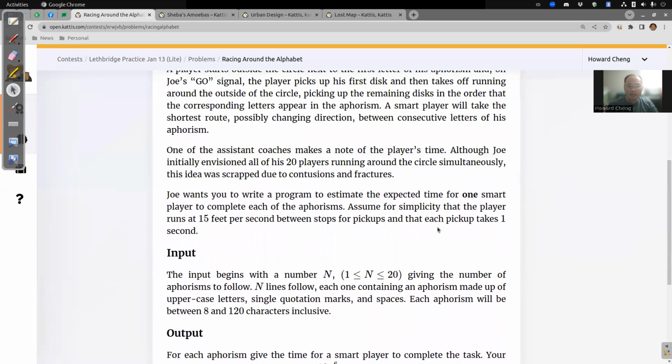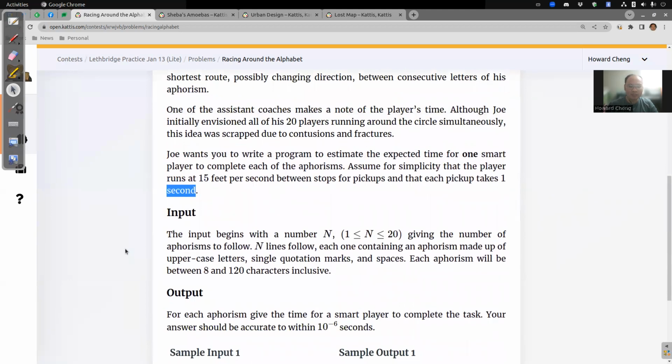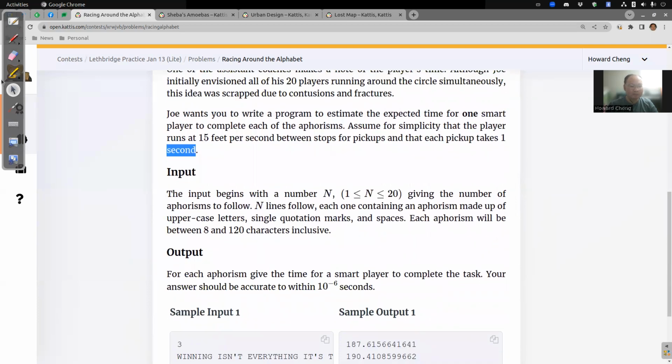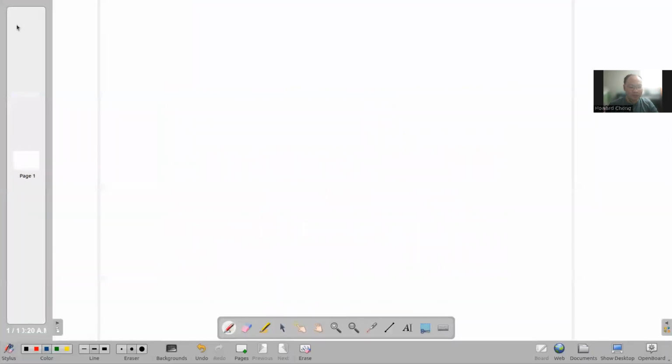Of course, each pickup takes 1 second, so the length of the string is automatically going to give 1 second for each character. So whatever you compute, plus the length of the string. Assuming that you can easily compute the length of the string, we'll just worry about the other part. All right, so there's a circle, but actually we're not going to worry too much about it.